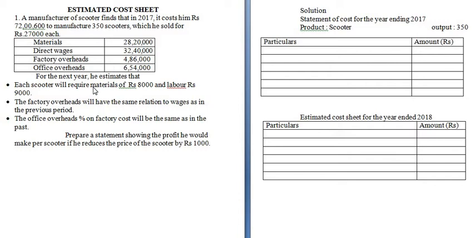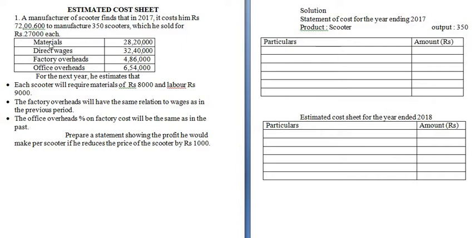Now, such type of problems we will be solving. So here I have taken one simple problem on estimated cost sheet. I'll read out the problem first. A manufacturer of scooter finds that in 2017 it costs him rupees 72 lakhs 600 to manufacture 350 scooters, which he sold for rupees 27,000 each.